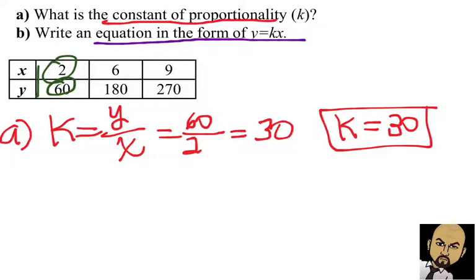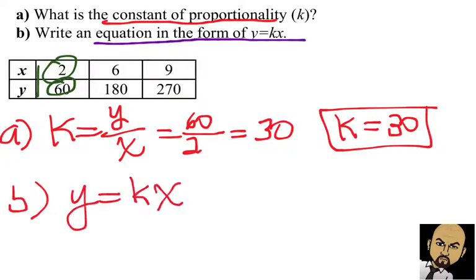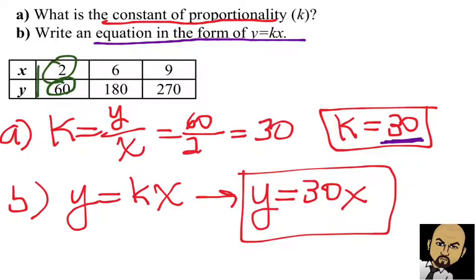Now, writing the equation, you're going to write it in the form of y is equal to the constant of proportionality times x. So you write y equals k times x, and you just substitute the k value. The constant of proportionality is 30, so y is going to be equal to 30 times x. In other words, for every x value, if you multiply by 30, you end up with the y value. You can see it up there, because 9 times 30 is 270, and that gives you your y value right there. All right, let's try another one.